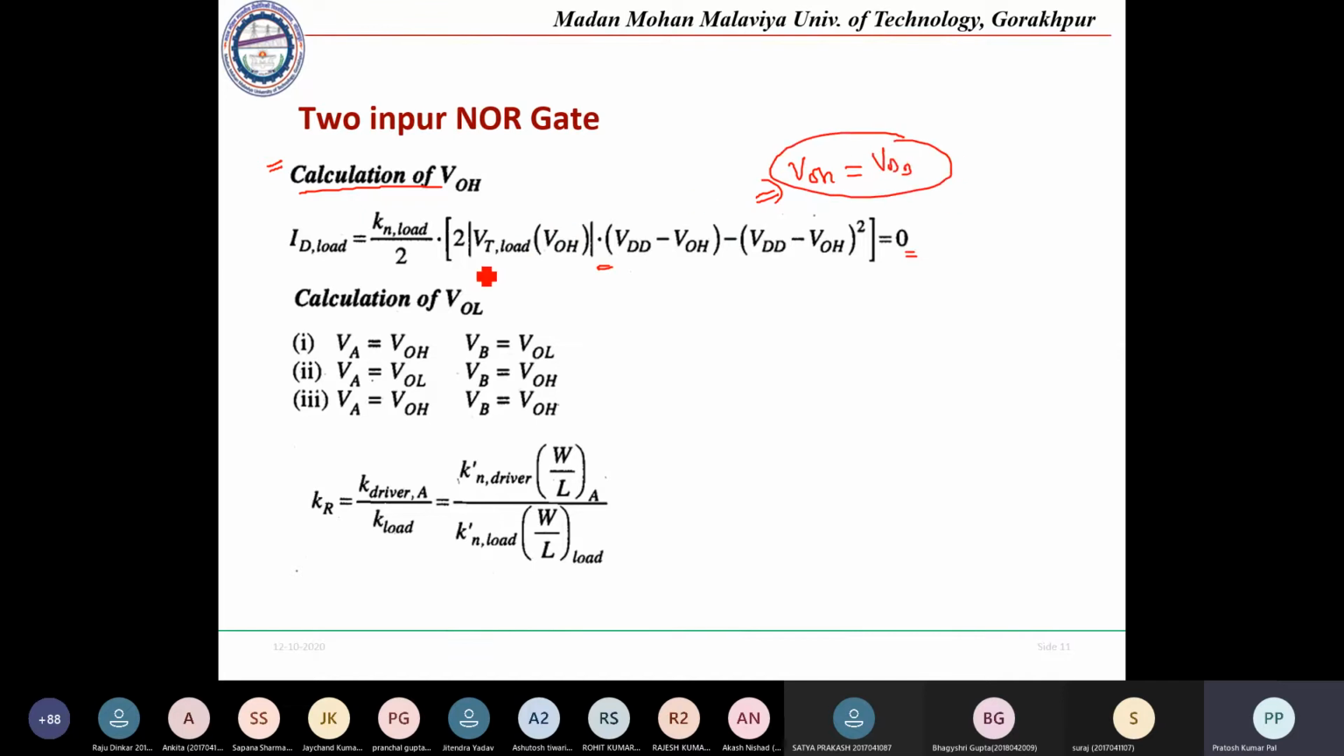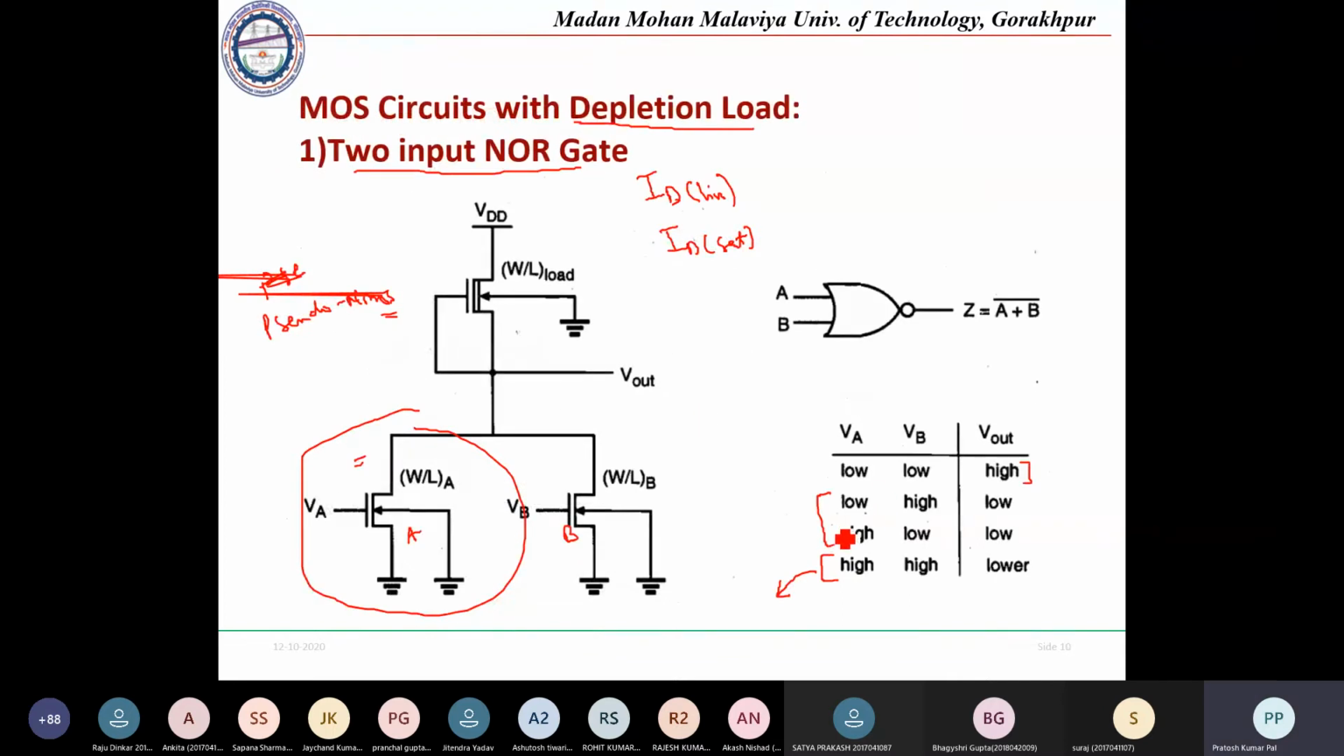The similar analysis that we have done in the inverter part. Suppose we are going to calculate the VOL value. The VOL value will be a low logic. There are three low logics. But in these two cases, only one transistor will be turned on and the other one will be off, so it will be behaving like an inverter, so it will be a logic low value.